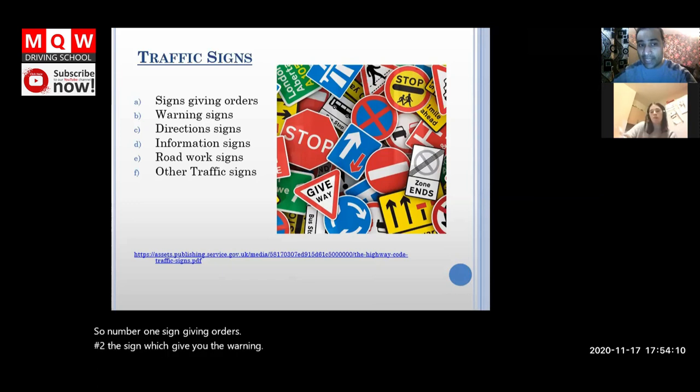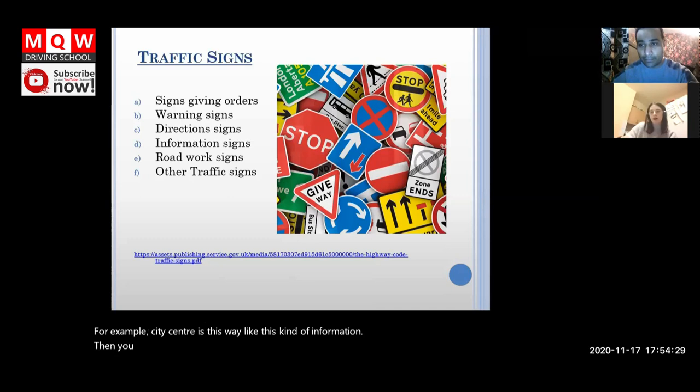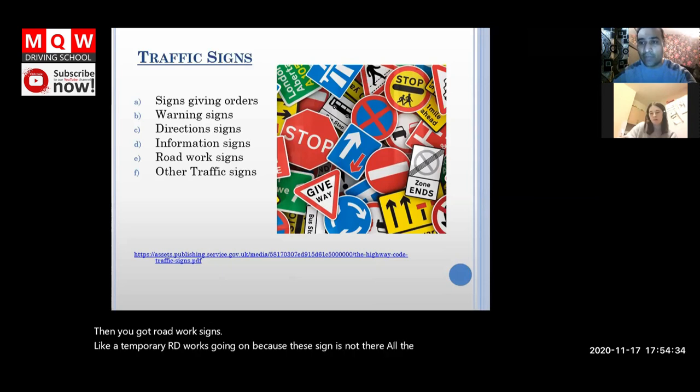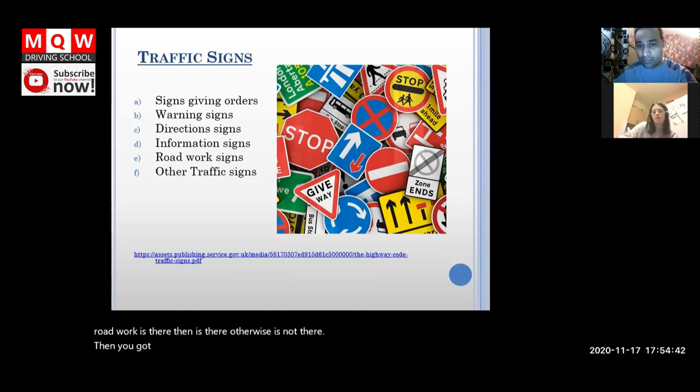Then you got the signs telling you the directions. Then the signs are telling you some kind of information, which can be about your street name. For example, city center is this way, this kind of information. Then you got road work signs, like a temporary road works going on, because this sign is not there all the time. Only when the road work is there, then it is there. Otherwise, it is not there. Then you got other traffic signs. So let's go to them one by one.